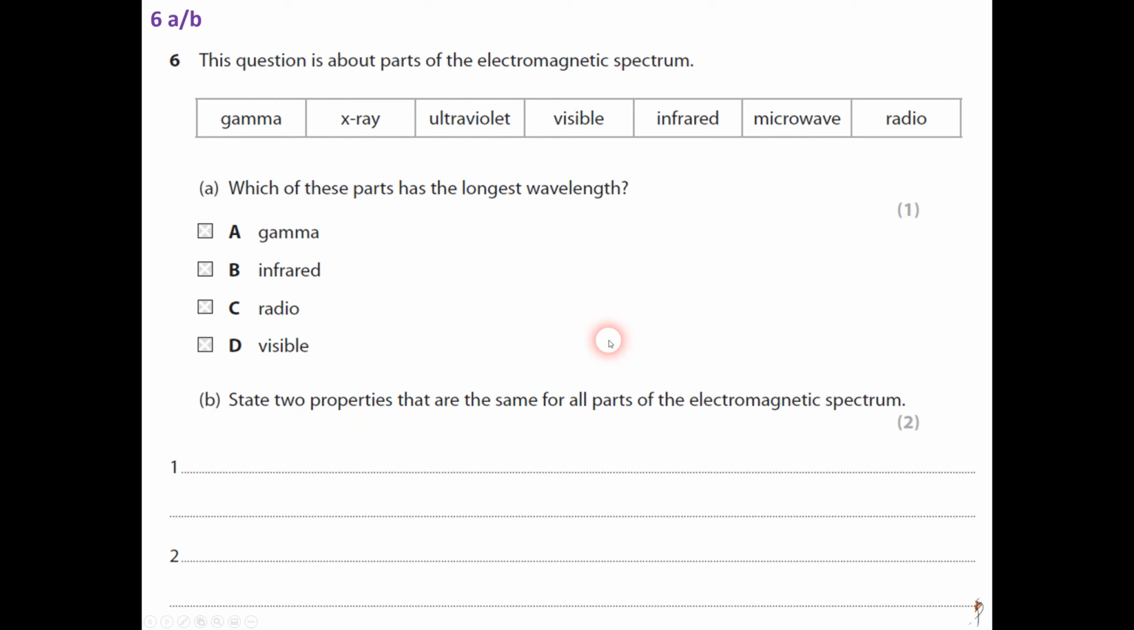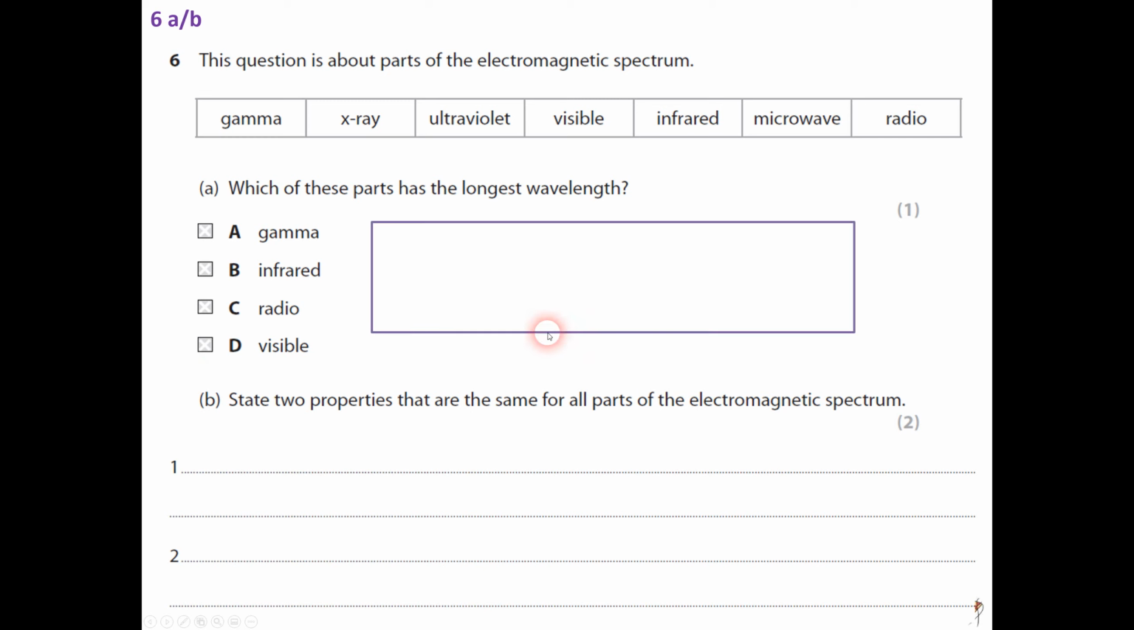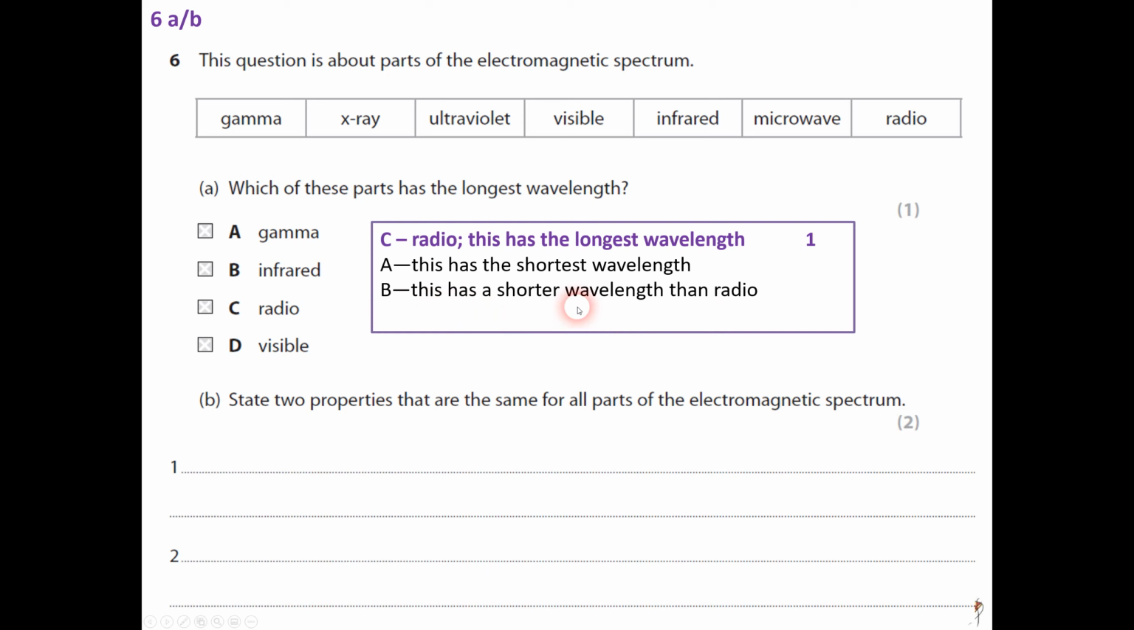So the starter of this question is fairly straightforward. Which of these parts has the longest wavelength? Let's have a think. It should be, of course, C, the longest wavelength. That should be straightforward. A has the shortest, B is shorter than radio, and D has the shorter wavelength as well than radio. Two properties, the same for all parts of the EM spectrum.